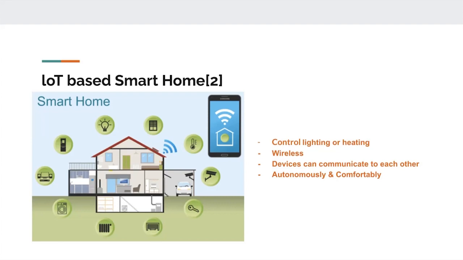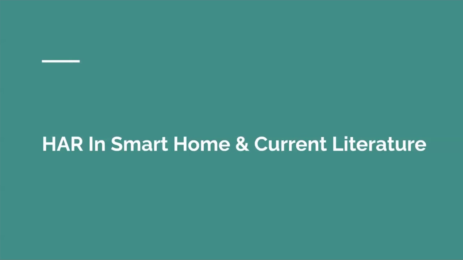A relatively new concept of smart home was proposed, which put forward that occupants should live autonomously and comfortably with the assistance of digital devices that are installed in a smart home environment. The basis of such features is human activity recognition. For example, if the system recognizes that you are sleeping, it will turn off the lights automatically. Now we will discuss the HAR algorithms and current literature.